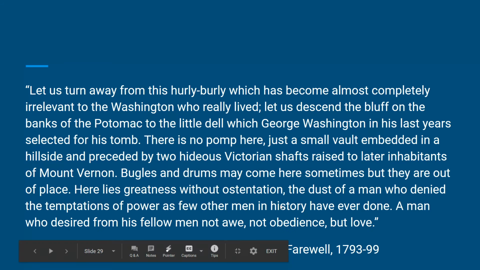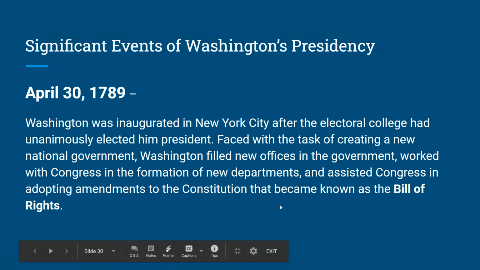So let me move ahead. Let's look at significant events in Washington's presidency. He's going to be inaugurated in April 1789. Washington was inaugurated in New York City. He's the only president to have been unanimously elected. No other electoral votes were cast for any other person.